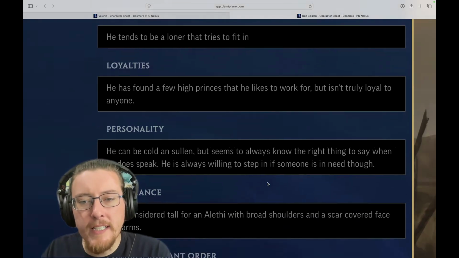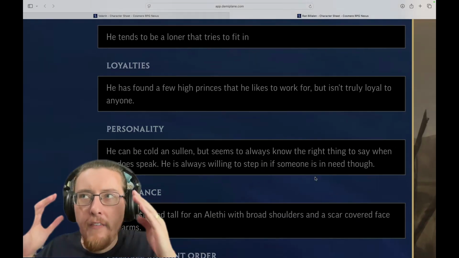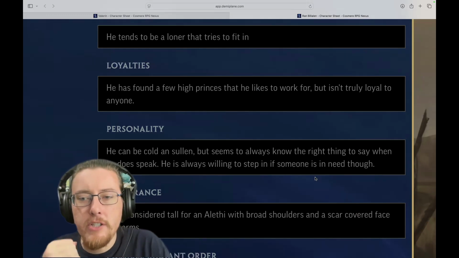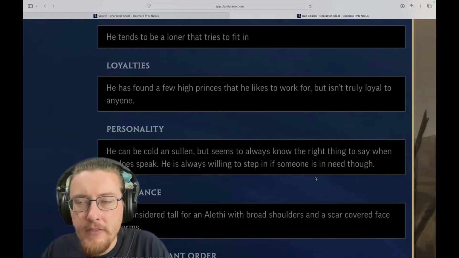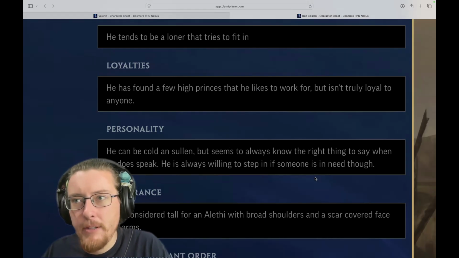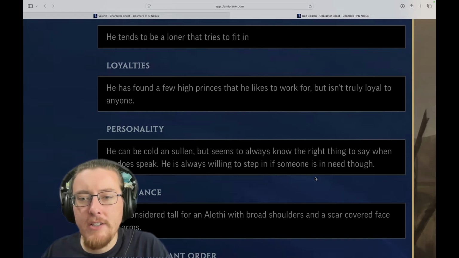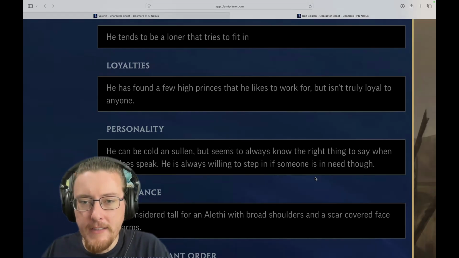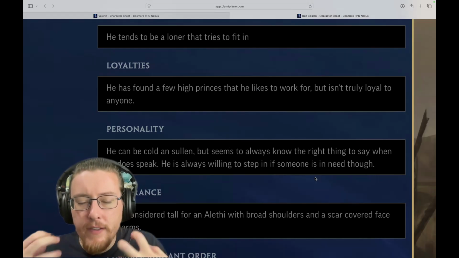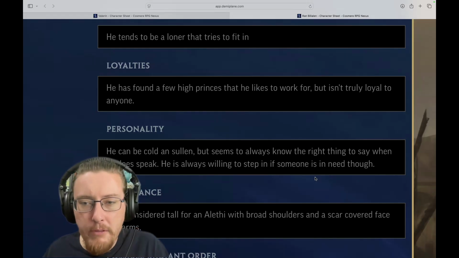And then he is always willing to step in if someone is in need, though. That is going to create tension. As a GM, I can look at that and go, okay, if I want this character to shine in this moment, then I'm going to put somebody in need, and this character is going to step up, and I am going to use that tension to make the group feel something. And that's what this is about, right? We're wanting to feel something. We're wanting to feel connection. We're wanting to feel emotions. We're wanting to role play together.